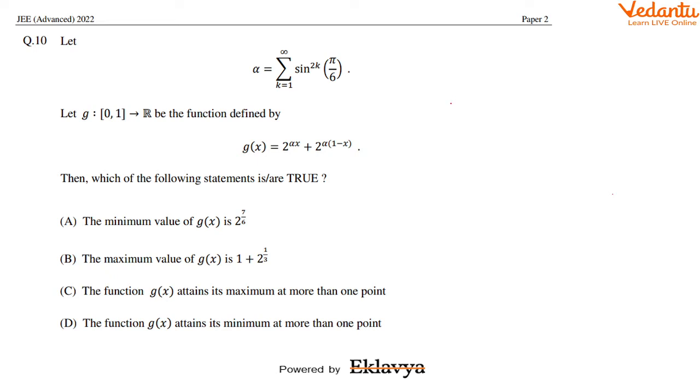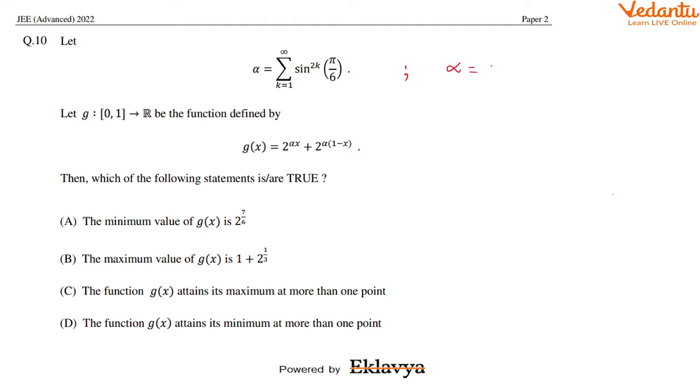And g is a function from [0, 1] to R defined by g(x) equal to 2 raised to the power alpha x plus 2 raised to the power alpha (1 minus x). Alpha we will have to first find, then we have to tell about the maximum and minimum value, as you can see in the options of g(x). So let us first find the value of alpha.